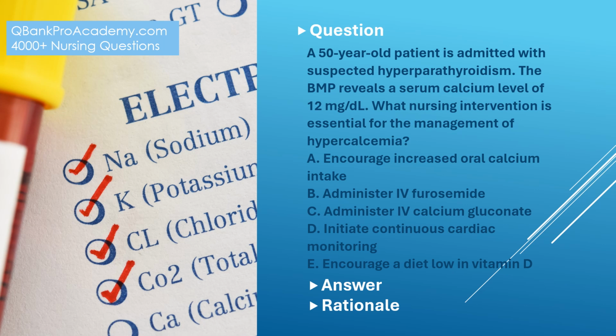Rationale: Administer IV furosemide. Hypercalcemia is associated with dehydration, and administering IV furosemide helps promote calcium excretion. Options A and C are contraindicated as they would increase calcium levels. Option D is important for other electrolyte imbalances but is not the immediate priority. Option E is not directly related to hypercalcemia management.